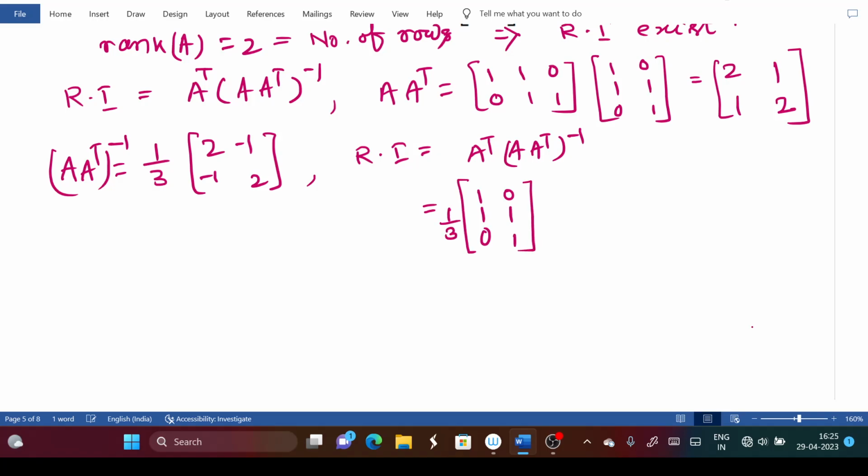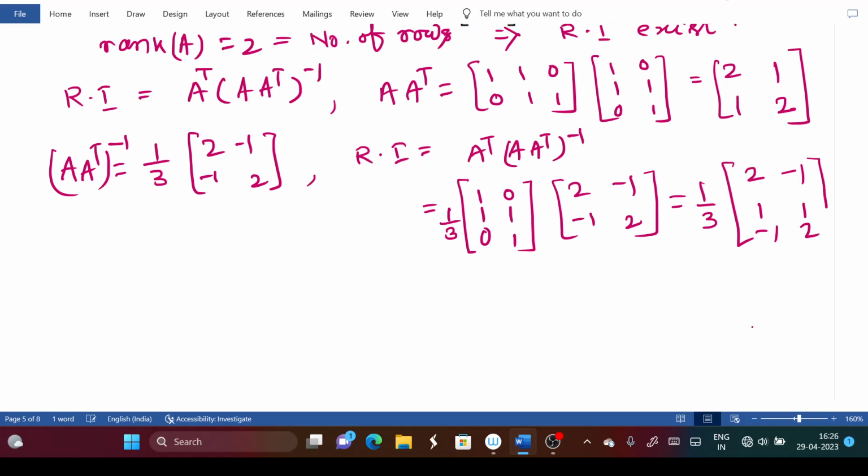Whole into 1 by 3. I have taken 1 by 3 outside. Then 2 minus 1, minus 1, 2. That is equal to 1 by 3 multiplied with 1, 2, minus 1, 2 minus 1, it is 1, minus 1 plus 2, it is again 1, 0 minus 1, minus 1 plus 2. So this is the right inverse.